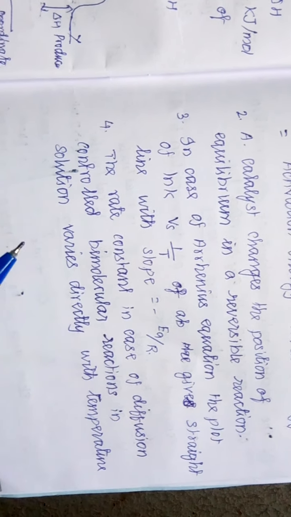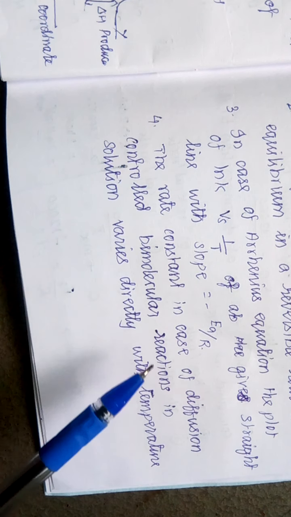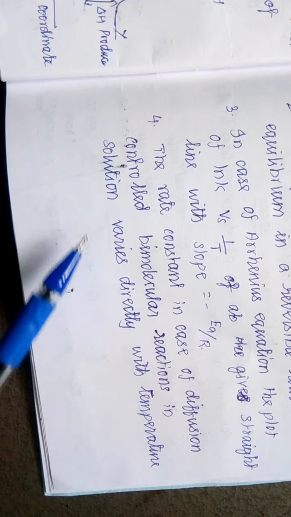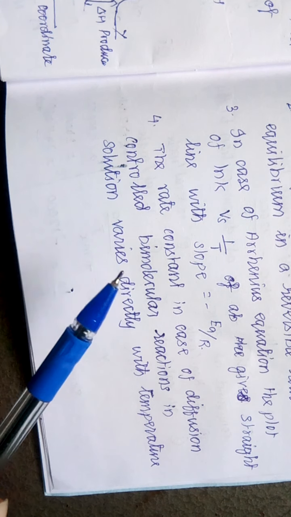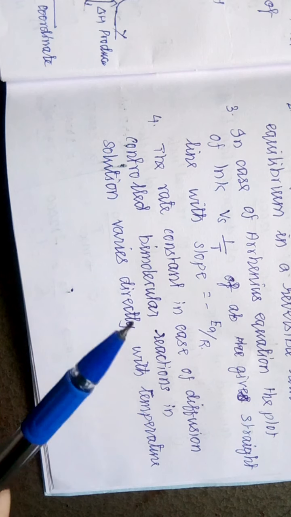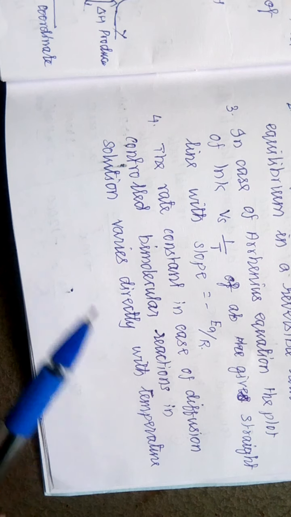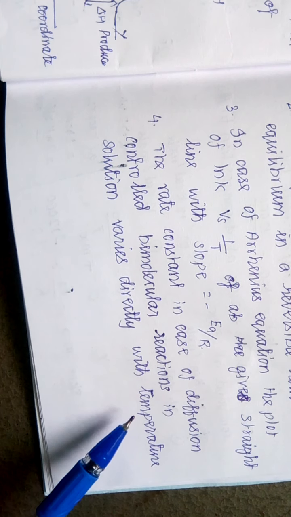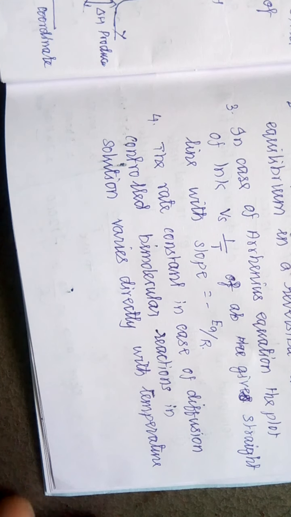The next statement is, the rate constant in case of diffusion controlled bimolecular collision in solutions varies directly with the temperature. This question is based on the collision theory. In solutions, the collision theory is based on temperature. When the temperature increases in a bimolecular reaction, the rate constant will also increase. So it depends directly upon the temperature. So 3 and 4 are the right options and 1 and 2 are wrong. Now we'll see the next question.